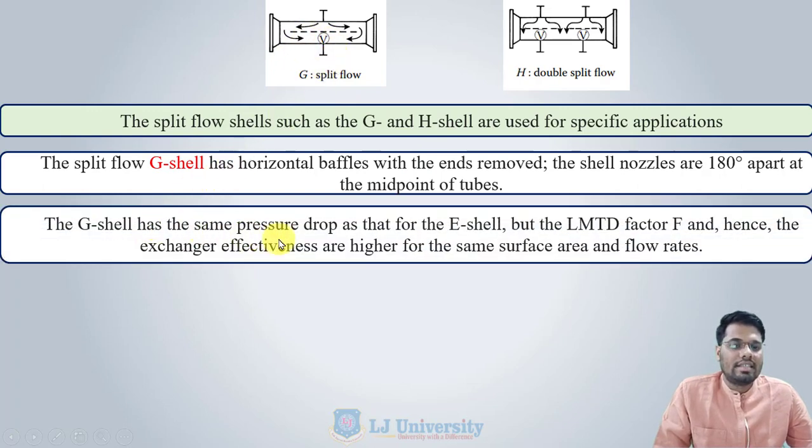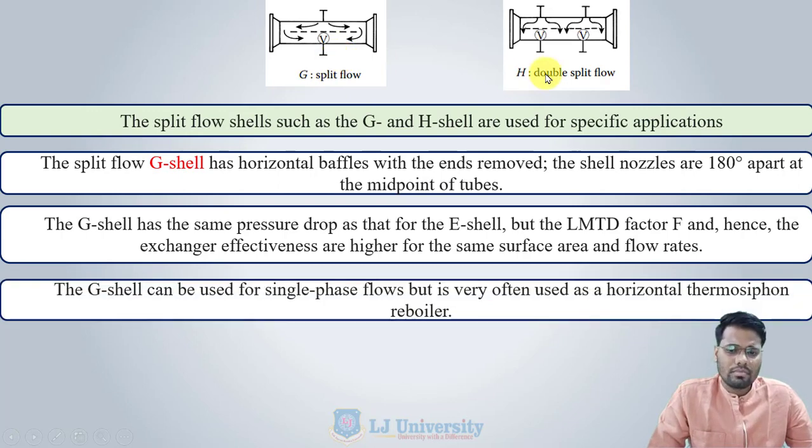The G shell has the same pressure drop as that of the E shell, but the LMTD factor F, and hence the effectiveness, are higher for the same surface area and the flow rates, because here you are going to create a split flow. So the pressure drop is the same as the E shell, but due to the value of the F factor and LMTD, you can achieve much higher effectiveness as compared to the E shell with the same surface area.